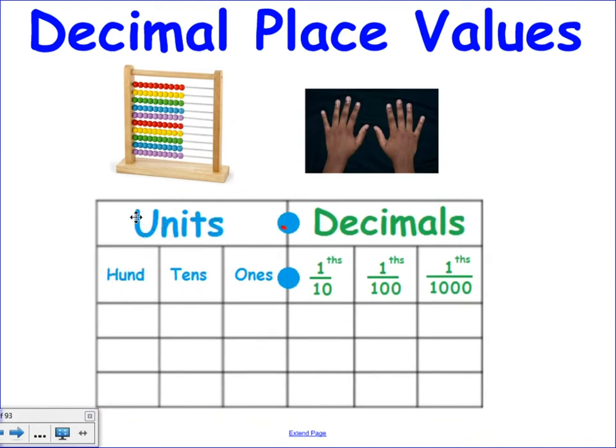So we know where whole numbers go with our place values, but do you realise that when you look at place values of decimals, they go tenths, hundredths and thousandths. They're going down in groups of 10 as well. So we go up in groups of 10 and we go down in groups of tenths, hundredths and thousandths.